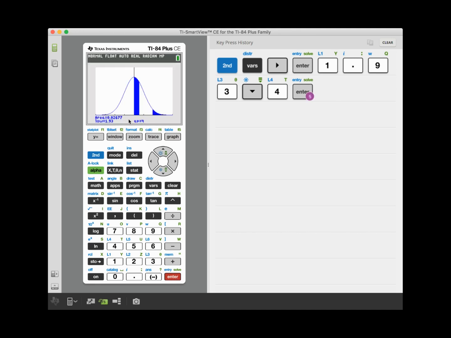And again, we're going to get our area, and we will have our value here. So we see that the probability ends up being 0.02677. If we round that, that's about 2.7%. What that means is that the probability that more than 250,000 videos will be uploaded is about 2.7%.